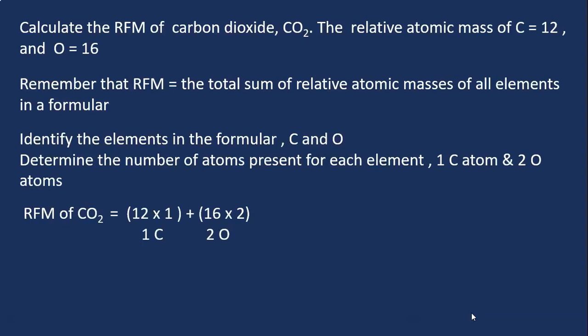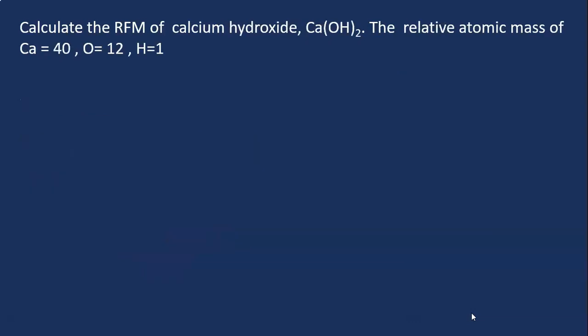Therefore, the RFM of carbon dioxide is equal to 12, which is the relative atomic mass of carbon, times 1, because we have only 1 carbon, plus 16, which is the relative atomic mass of oxygen, times 2, because we have 2 atoms of oxygen. And this is equal to 12 plus 32, which is equivalent to 44.